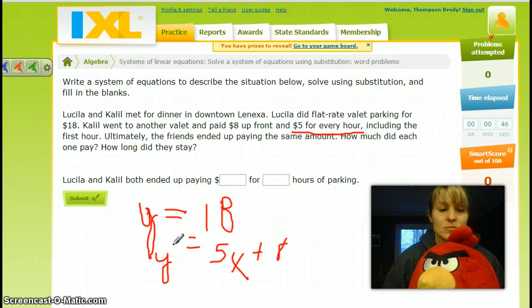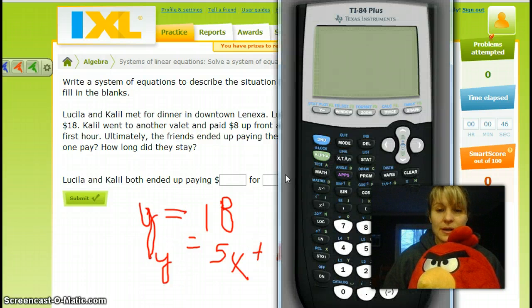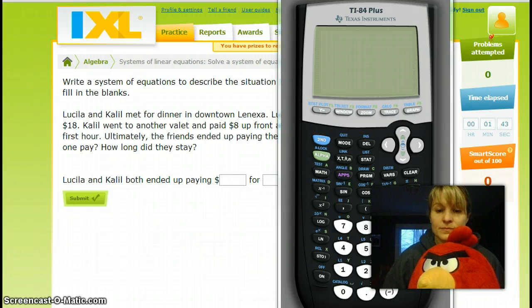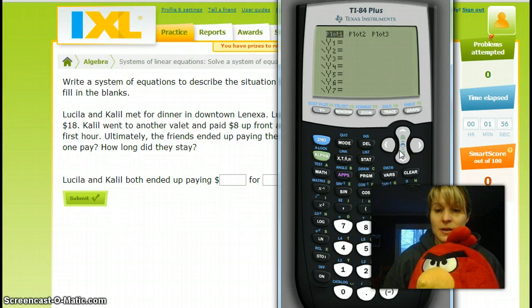Sorry, that's poorly typed. So we want to go to our calculator. And we want to go to our y equals. Clear that out. Remember to make sure your plot 1 and 2 and 3 are all clear like this. They're not highlighted. If they're highlighted, you go up there and hit enter. That's what we don't want. We don't want them highlighted. So you go back up and hit enter and it comes off. All right, so we had y equals 18 here. And then we had 5x plus 8, right?